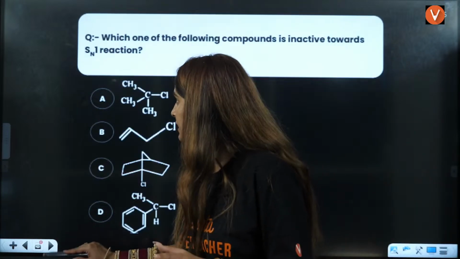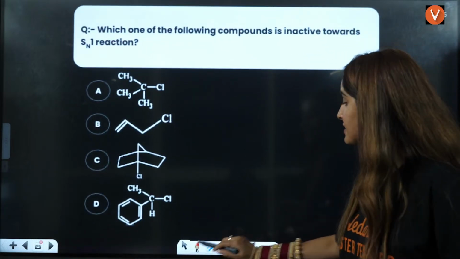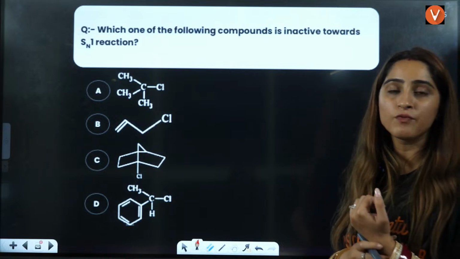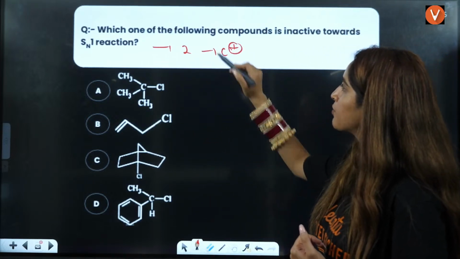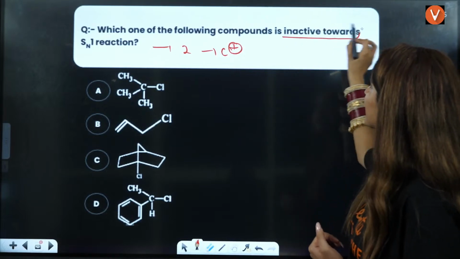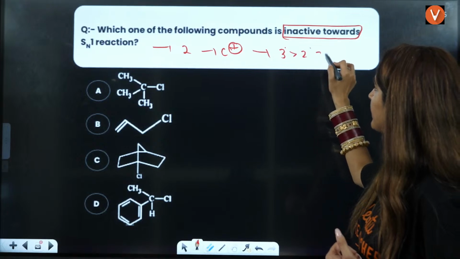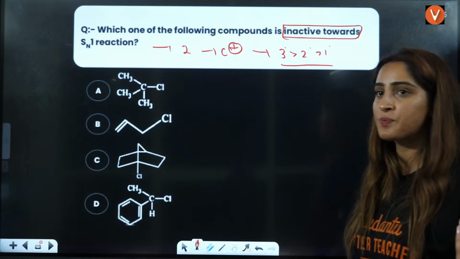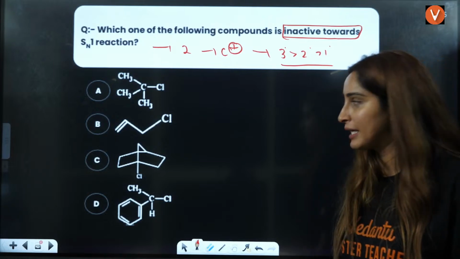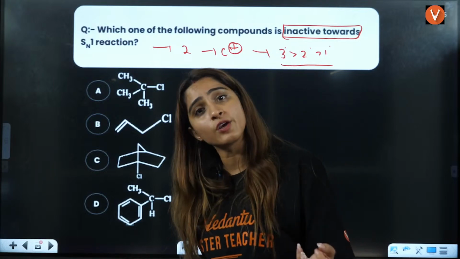Right? Next is, which one of the following compounds is inactive towards the SN1 reaction? Beta, SN1 is a 2-step reaction. It has the formation of a carbocation. Inactive means the carbocation is not stable: 3 degree is stable, then 2 degree, then 1 degree. So in which case the carbocation is not stable, that is basically not applicable. This is again a very, very interesting question.